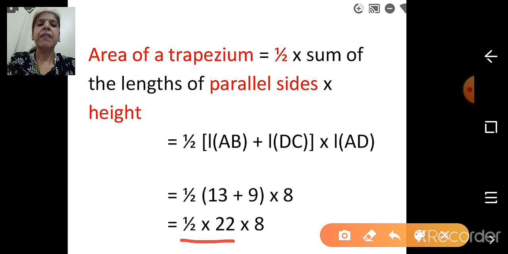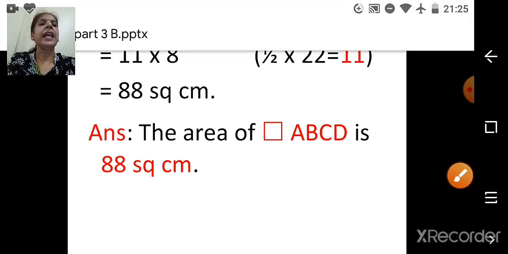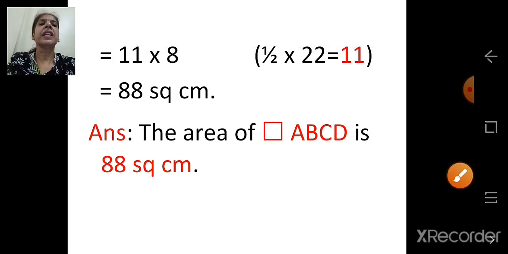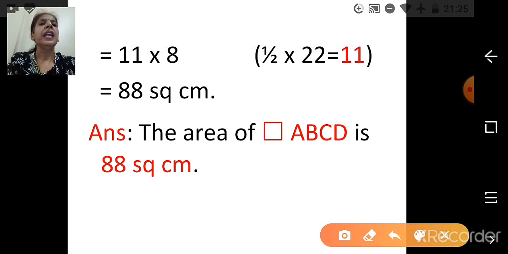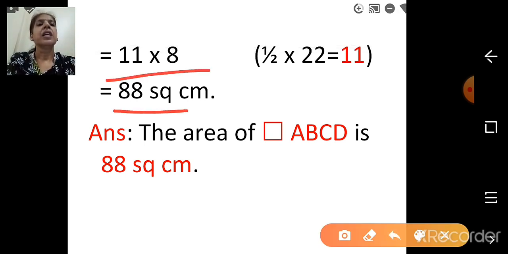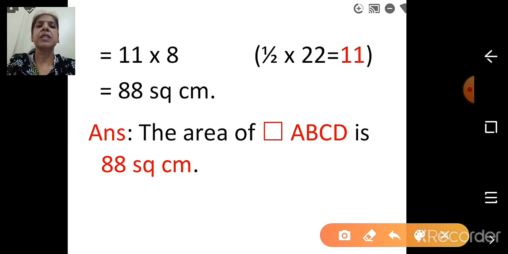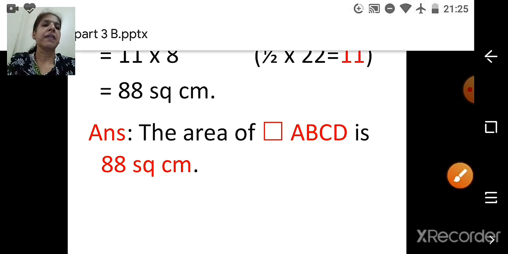So what we have to do? 11 multiply with 8. And when you multiply 11 with 8, this is the calculation. Half of 22, 11. 11 eights are? So what is 11 eights? Yes, 88 square centimeter. Write the answer in a statement. Area of quadrilateral ABCD is 88 square centimeter.